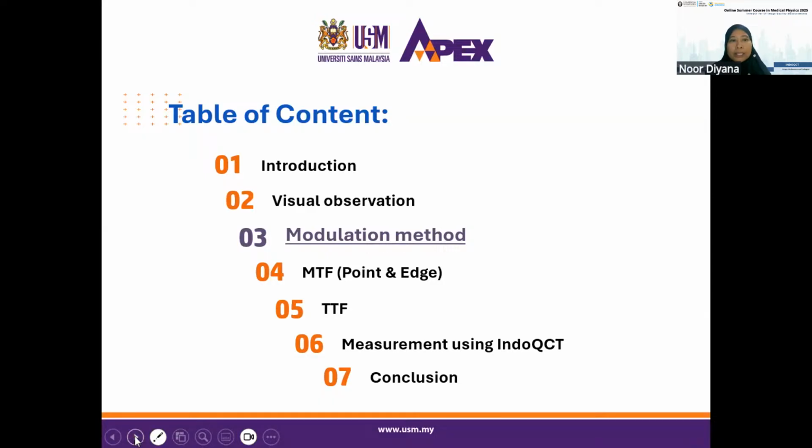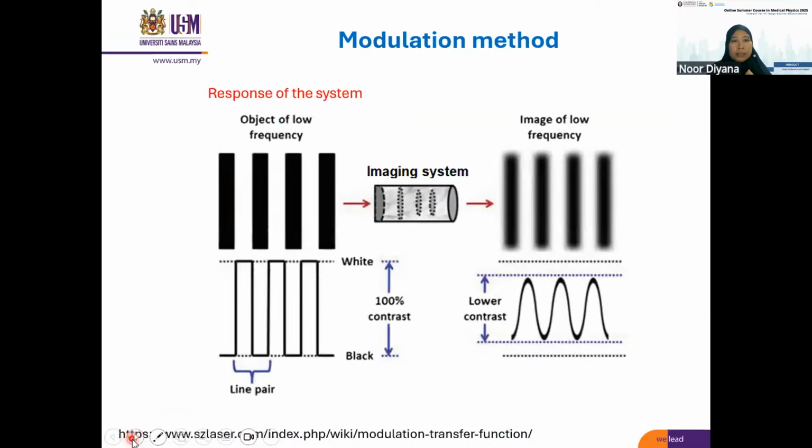Okay, the next method that we usually use is the modulation method, but for this one, you need certain software to calculate. If you do it manually, it's quite tedious. For the modulation method, we calculate the line pair and then the contrast between the line pair and the gap, and then we modulate it to become a curve for MTF.